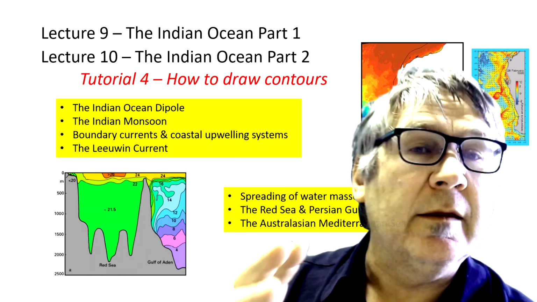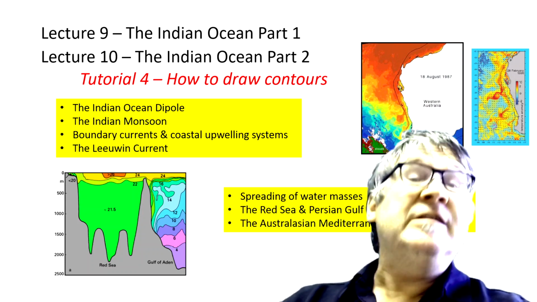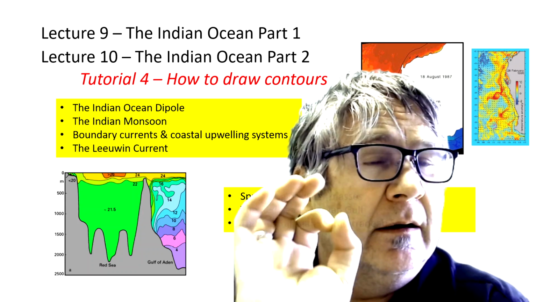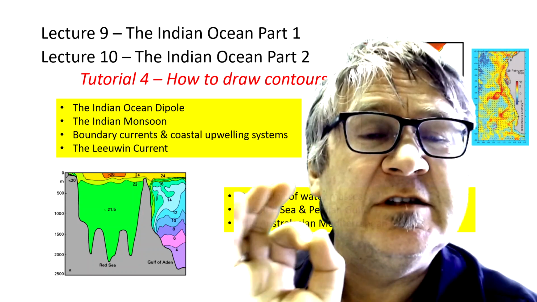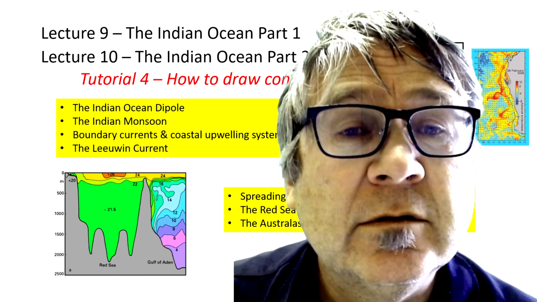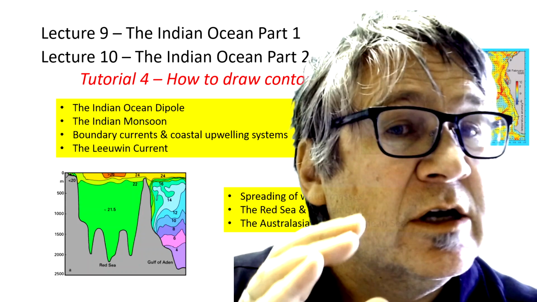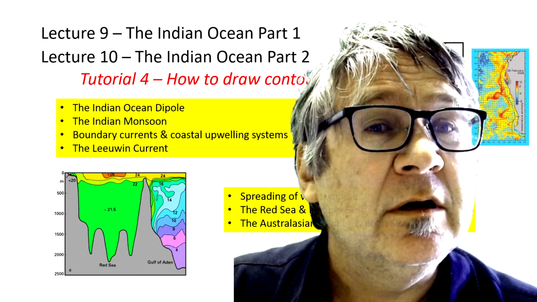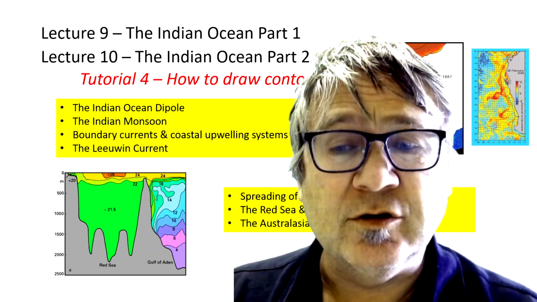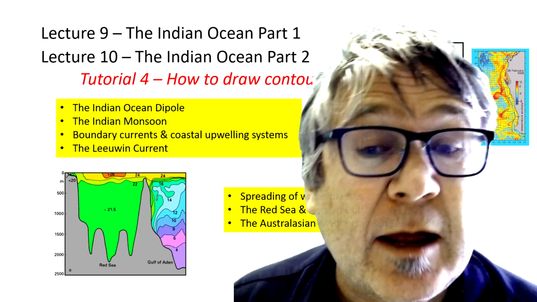So, all right, here we are in the Indian Ocean, and we talk about the Indian Ocean dipole, the Indian monsoon, indeed. And here you learn that actually the wind-driven circulation in the Indian Ocean is quite variable. Because of the monsoon, you have pronounced seasonal changes of the wind-driven circulation. So it's much more complex what happens in the Indian Ocean compared to the other oceans. Can we talk about boundary currents and coastal upwelling systems?